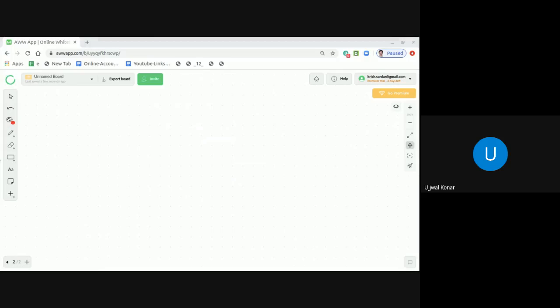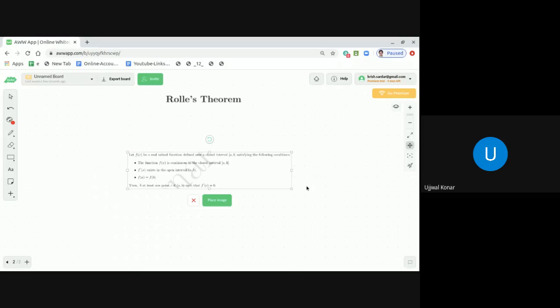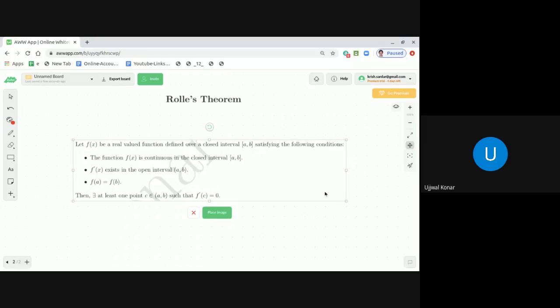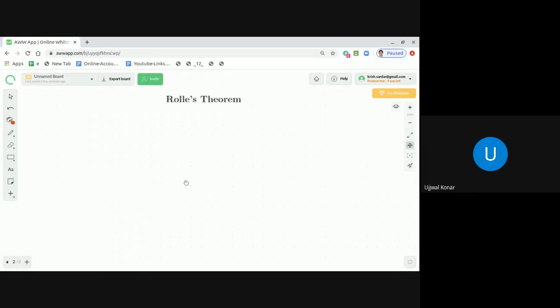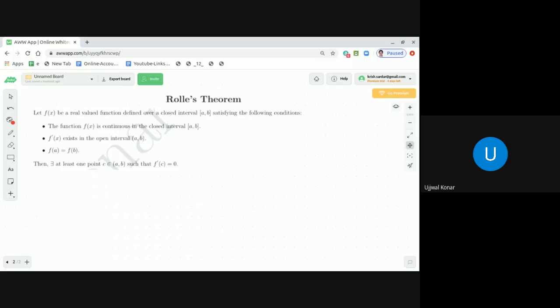Here it is, dear students. Let f(x) be a real valued function defined over a closed interval [a, b], satisfying the following conditions. The first condition is that the function is continuous in the closed interval [a, b], the second condition is that f dash x exists in the open interval (a, b), and the third condition is that f(a) equals f(b). Here there are three conditions.